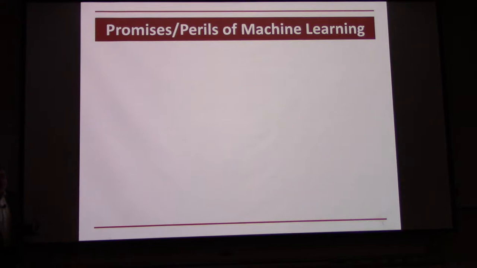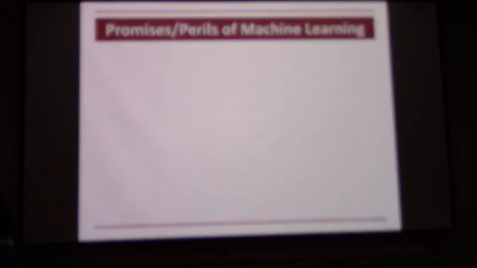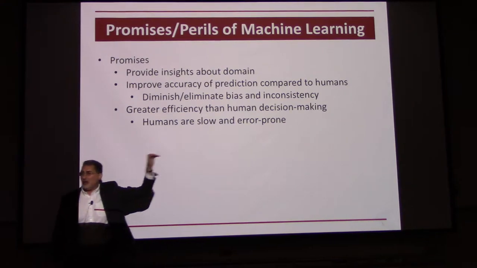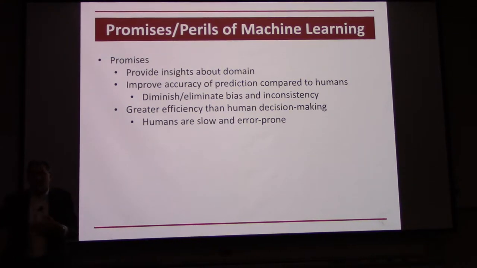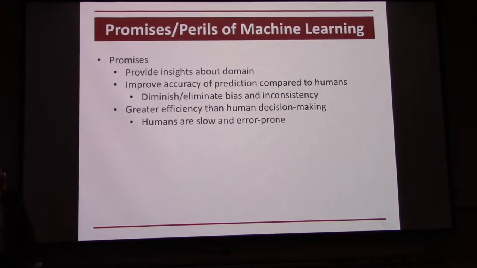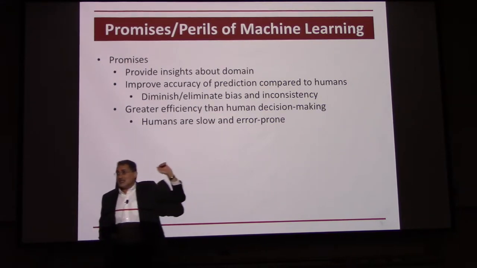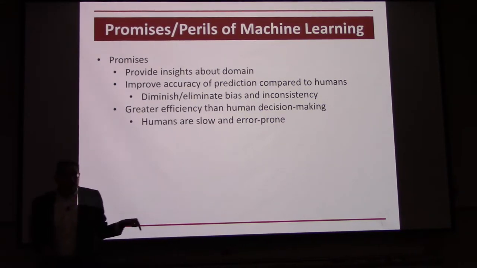So this has promises and perils. What are some of each of them? The promises are, it gives us insight about the domain. It helps us understand how the inputs are related to the output. For example, in criminal recidivism, what are the sorts of things that make it likely that someone might commit a crime again? And it potentially also eliminates bias and inconsistency, because who grants bail now?